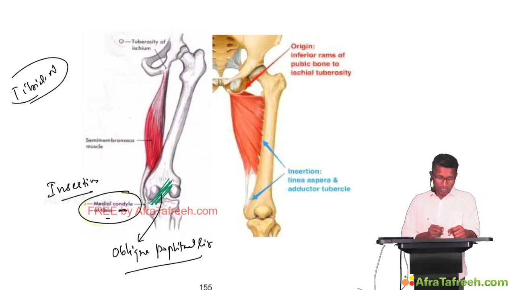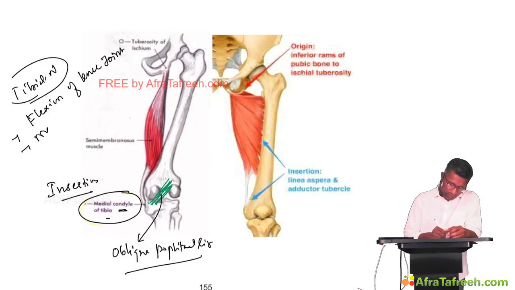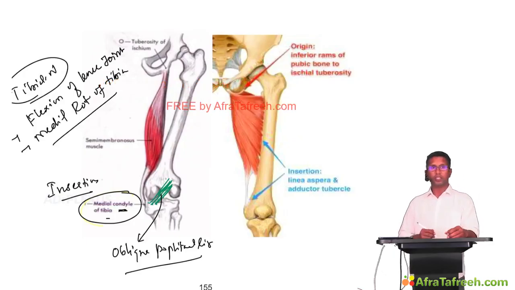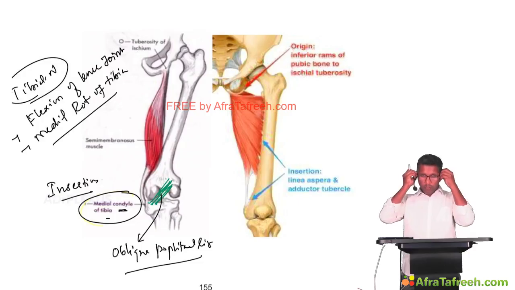The action of this muscle is that it causes flexion of the knee joint, and it also causes medial rotation of the tibia. That is the action of this muscle. Okay, guys, clear? So this is about the semimembranosus muscle.